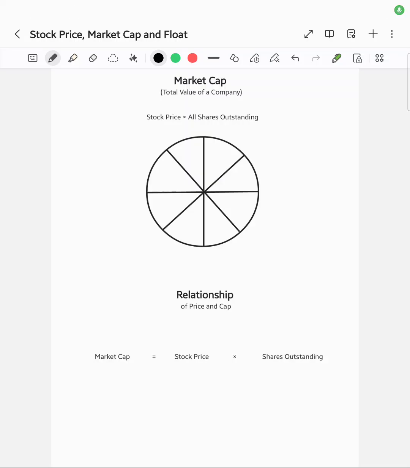Today we will be talking about stock price, market cap, and the float right here. That's our topic, and let's get into it. So what is the market cap?